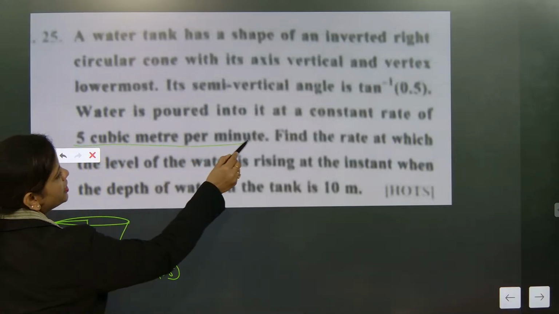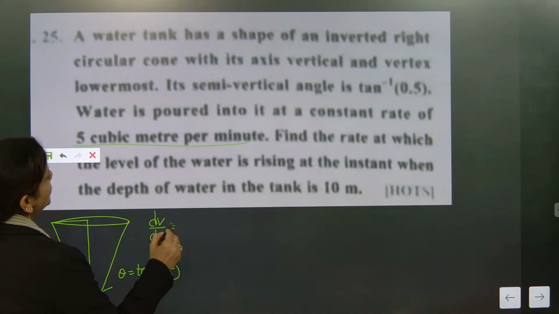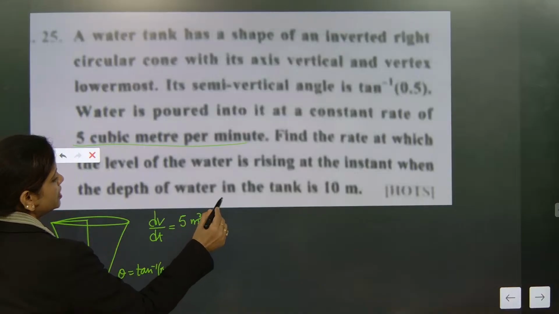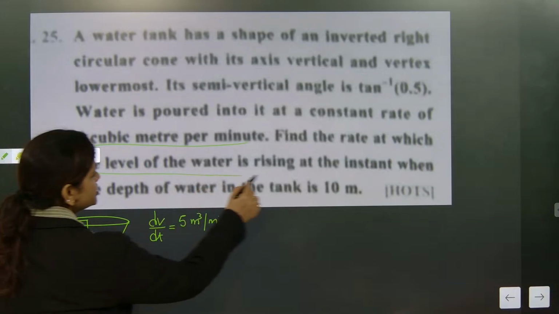5 cubic meter per minute. So that means dV/dt, the rate at which it is filling and taking the shape of a cone, is 5 cubic meter per minute. Find the rate at which the level of water is rising.